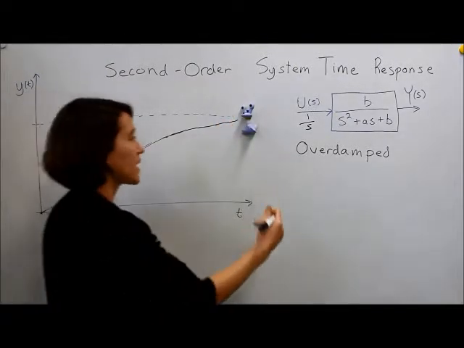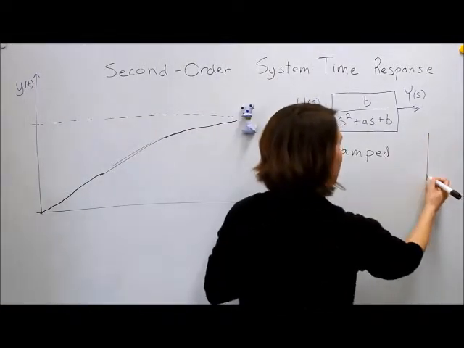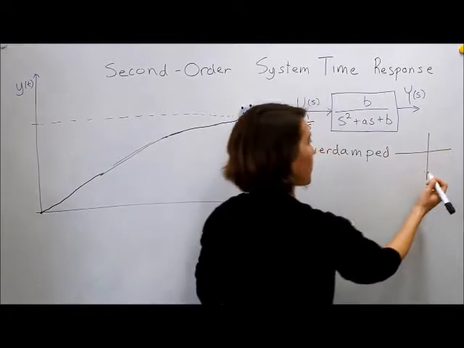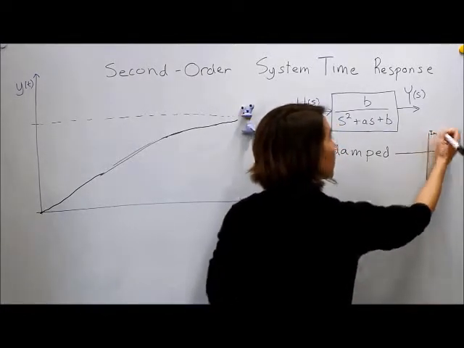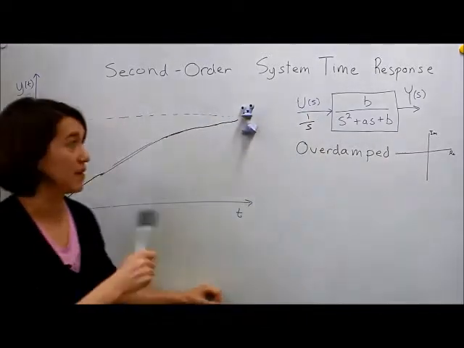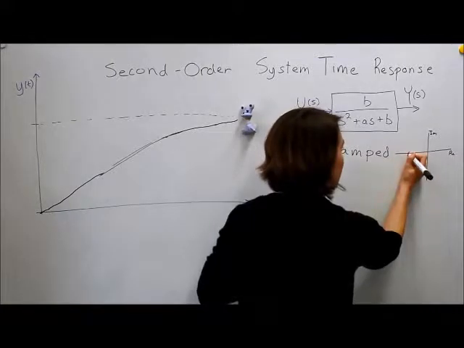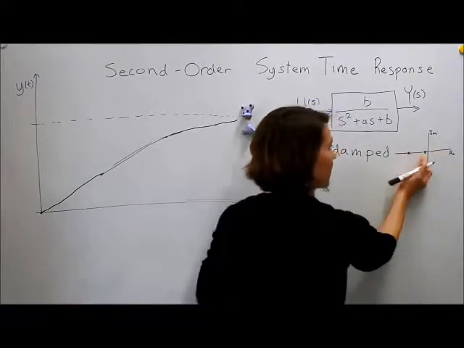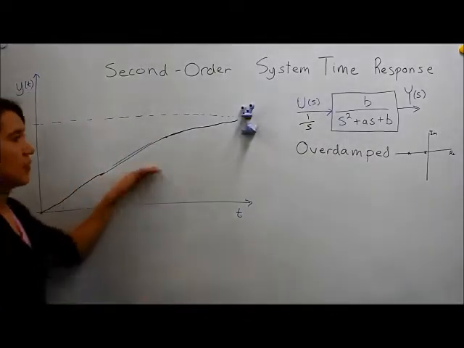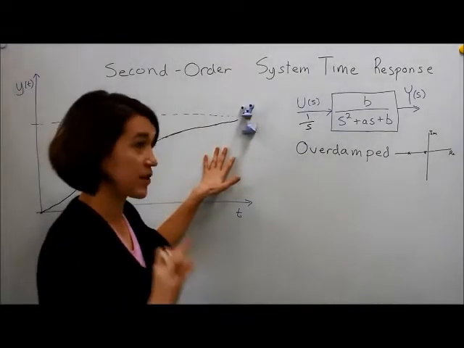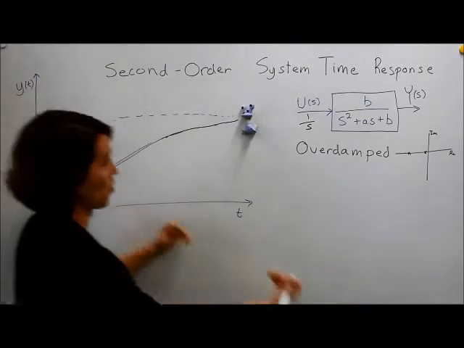Okay, so that's overdamped. If we look at the poles for this, they tend to be on the real axis. So this is real, imaginary. There's also a really great diagram in the Nise book, so look at that if you need more examples. They tend to be on the real axis, but one is pretty close to the imaginary axis. So very slow to react, but eventually it will get there. That's called overdamped. Okay, the next one is the more opposite of that.